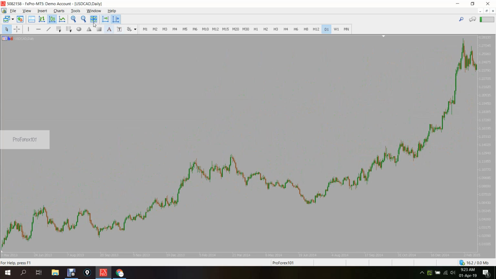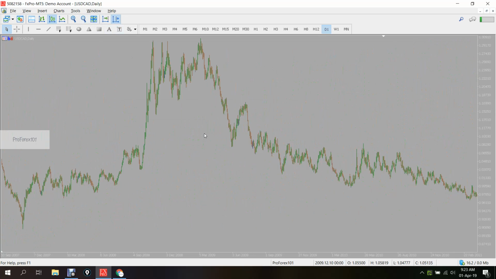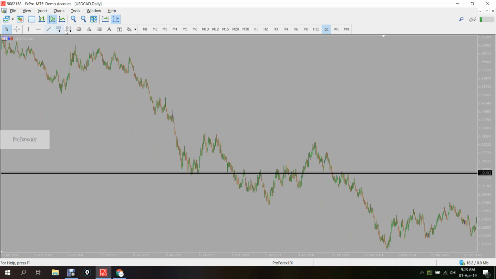Let me zoom out so it's much clearer. I'm going back to the past. Look at what happened here. There was a very strong move south that was halted by this area. It's a significant support resistance area in the market that's held in the past. This was somewhere in 2003.